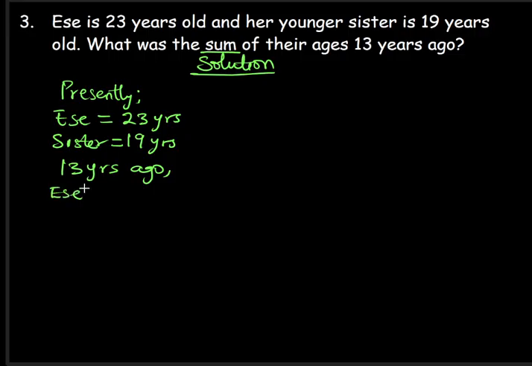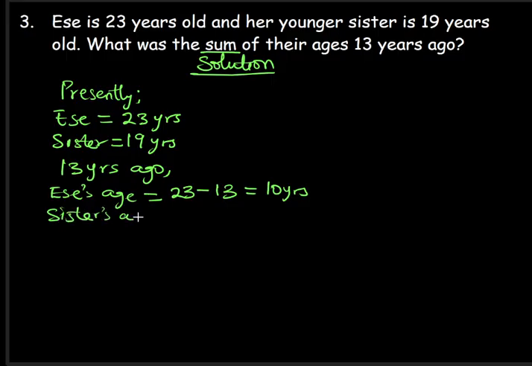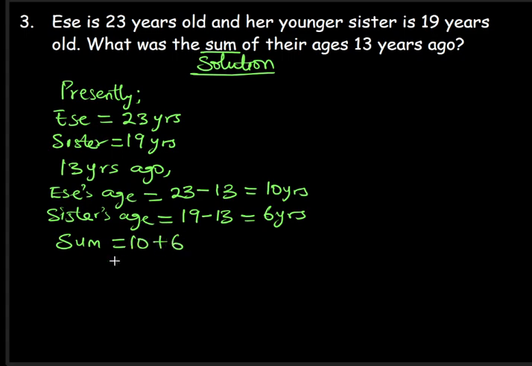What will be Ese's age 13 years ago? Now, she is currently 23 years old. So her age 13 years ago will be 23 minus 13, and that will give us 10 years. And then the sister's age, the sister is 19 years old currently. So 19 minus 13 will give us the sister's age 13 years ago, which is 6. And then what do we now have? The sum of their ages will be 10 plus 6, and that will give us 16 years. So this was the sum of their ages 13 years ago.